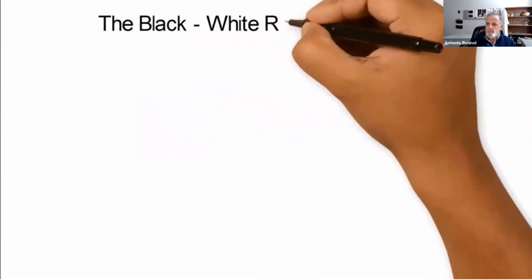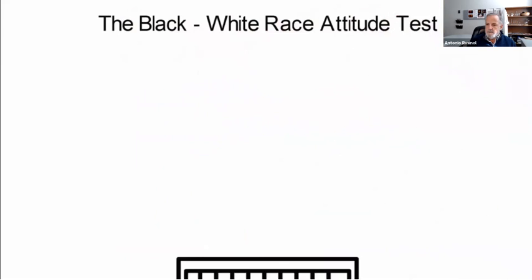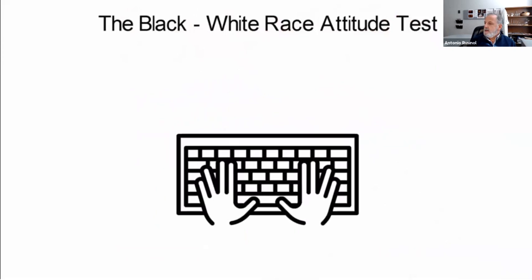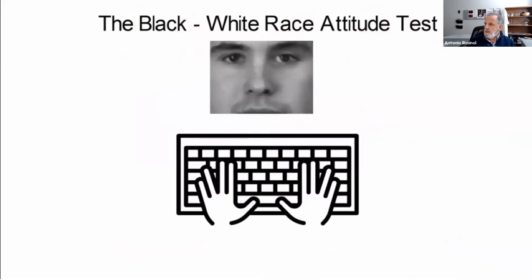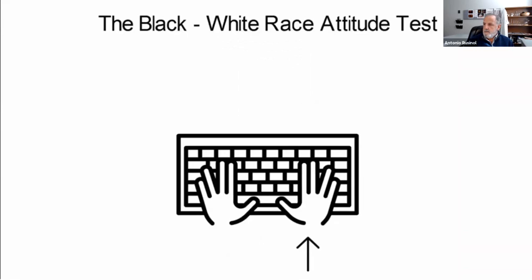The black-white race attitude test, for example, compares implicit attitudes toward two racial categories, black folks and white folks. Each racial category is represented by cropped photos of male faces. To begin, you're asked to sort the faces as quickly as possible. If you see a white face, hit a key to your left. If you see a black face, hit a key to your right. Next, you sort words that represent two attitudinal categories, good and bad. When you see a good word such as beauty, hit a key to your left. When you see a bad word such as filth, hit a key to your right.